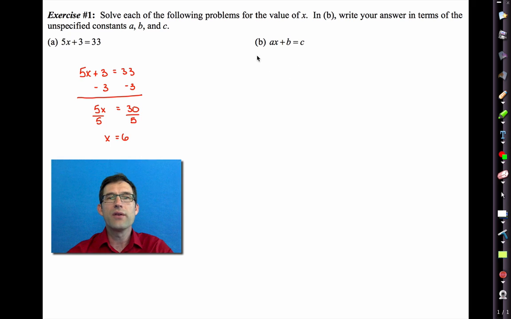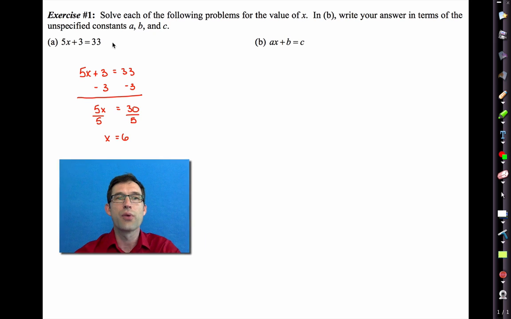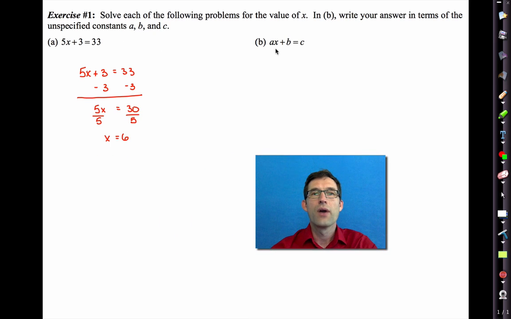Now in B, what we want to do is first and foremost, notice the similarity between these two problems. Right? The big difference is that A takes the place of 5, B takes the place of 3, and C takes the place of 33. So what we want to do when we solve letter B is we want to draw parallels to what we did in A, okay? We want to do exactly the same thing, but we also want to remember our limitations. So let's do exactly what we did.